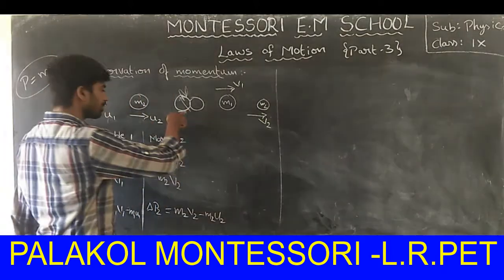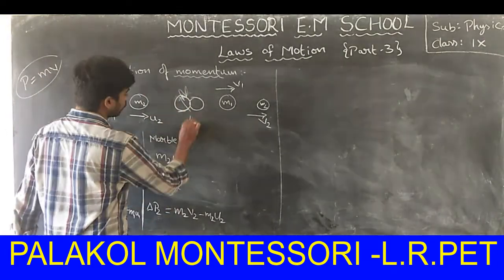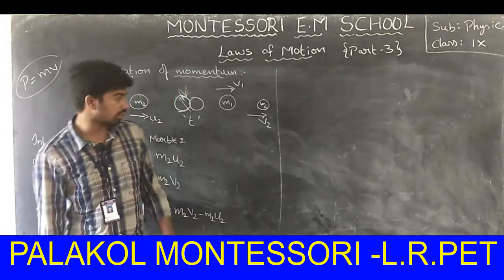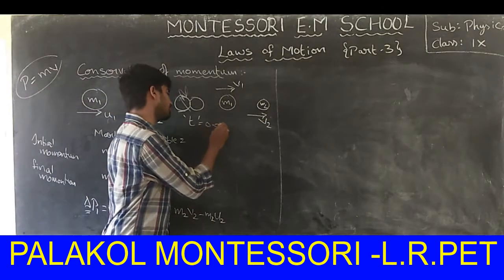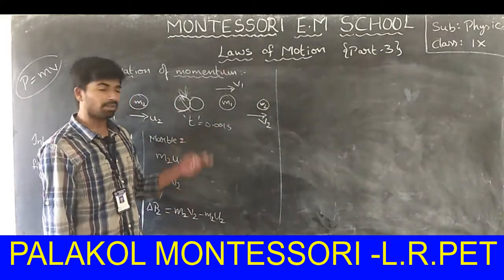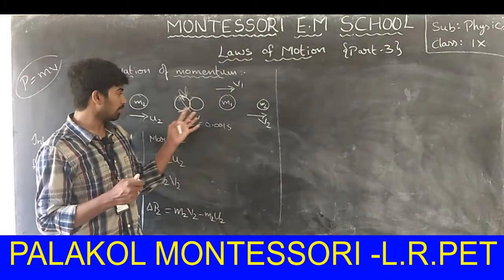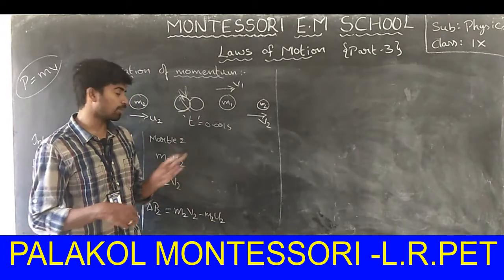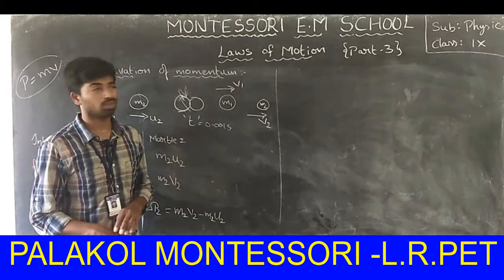So at the time of collision, how much time was taken? The collision time is t seconds. This may not be large. Maybe the collision occurred for 0.001 second. Let us say the two objects are in contact for the time interval of 0.01 seconds. The collision occurred in that time.